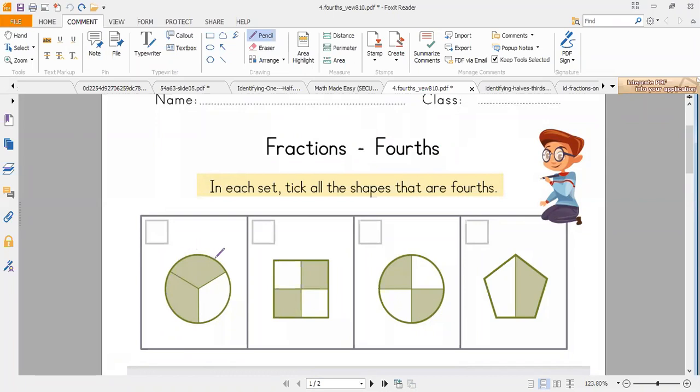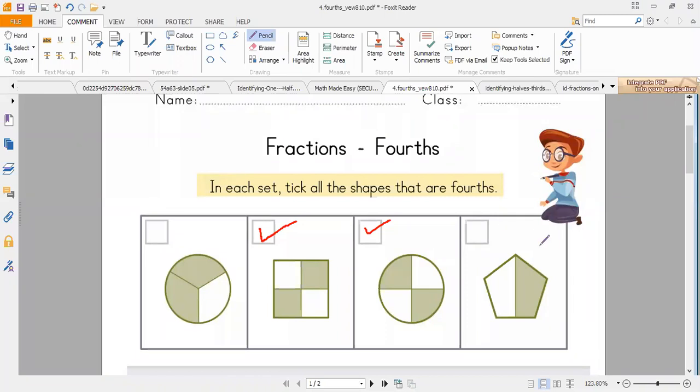Yeah, okay. The second one. The second one has the fourth shape. Yeah, so I can say that this shape has fourths. The third one. It's four. So I will mark you correct. Yeah, fourth. The last one. No, I will not mark anything.